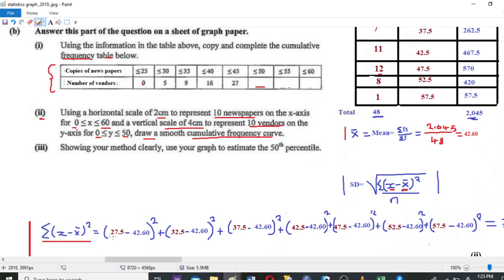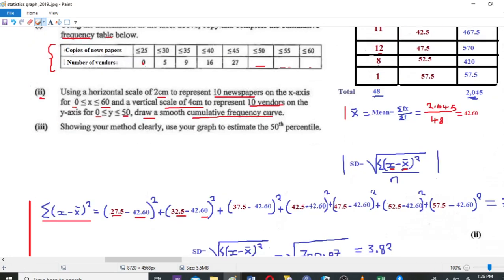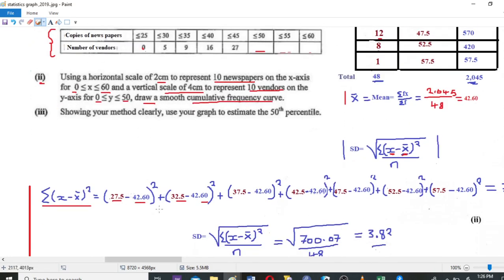For the first x value, we subtract the mean. The second one, we also subtract the mean. Those x values are the ones you can see here. The first one was 27.5, then 32.5. We have to subtract the mean from each of these x values. After doing that, you can do it on your calculator: just type everything and press the equal sign, and you're going to get the answer.